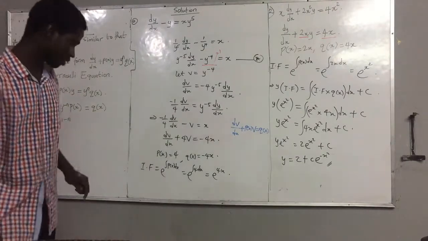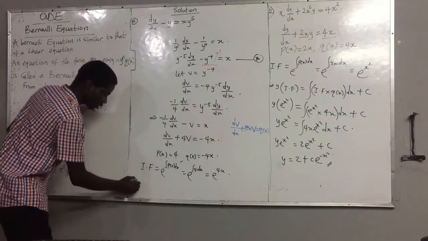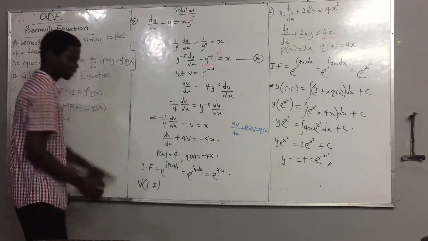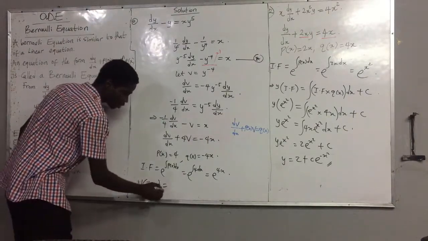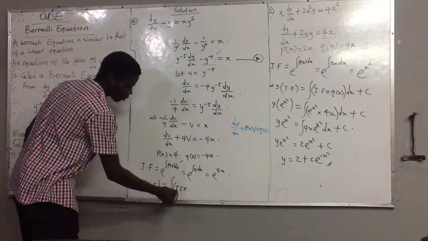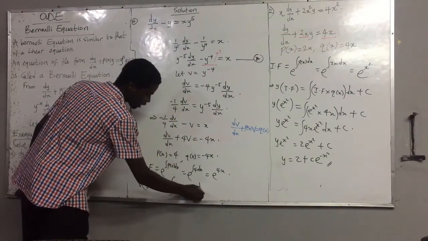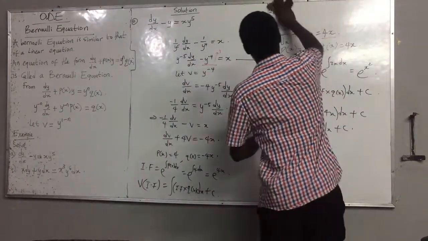Now, what is the next thing? The solution of this one will now be v multiplied by the integrating factor. Don't forget the y has changed to v. That's all. v multiplied by integrating factor is equal to what? Integral of integrating factor times q of s ds. Don't forget plus c. So substitute into it.